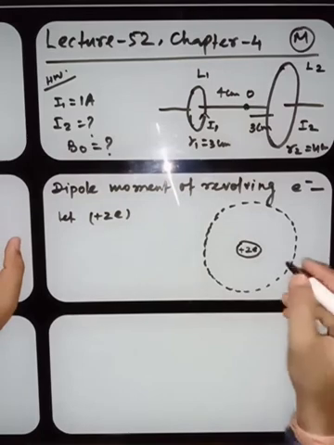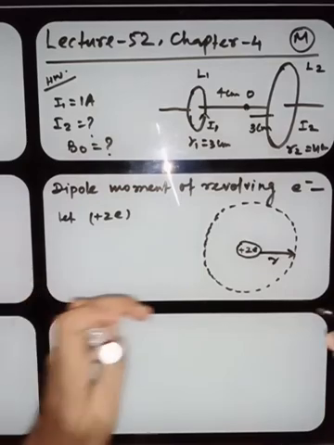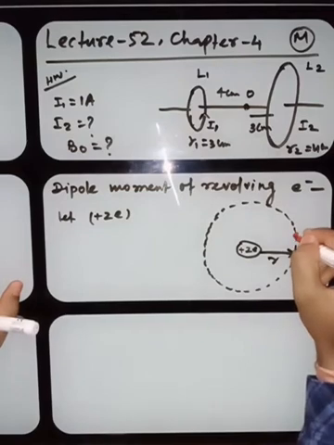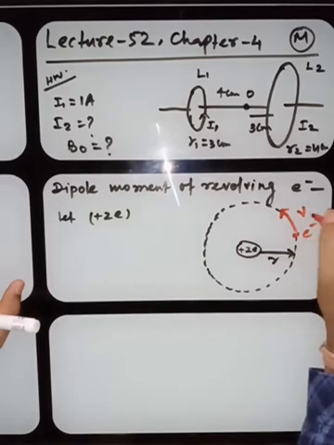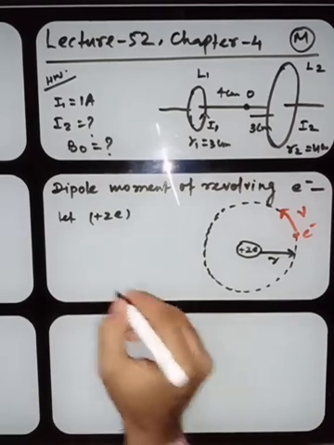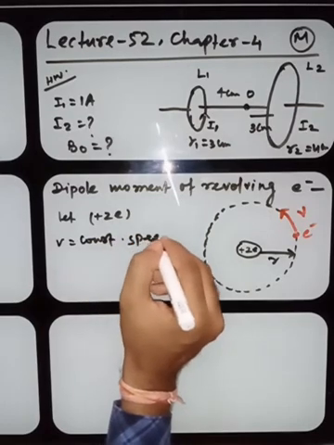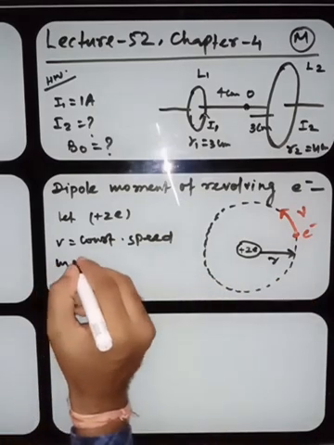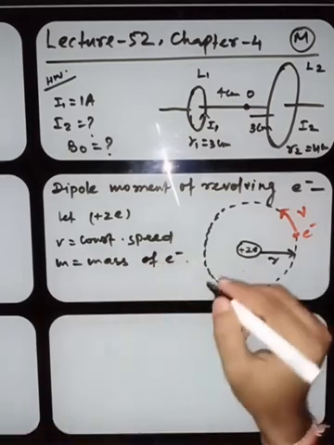In 3 marks, actually, this derivation used to be asked in board examination. Suppose the radius is r and an electron is revolving around this nucleus with constant speed v. So we'll write here that v is constant speed. Here r is the radius, and suppose m is the mass of the electron.